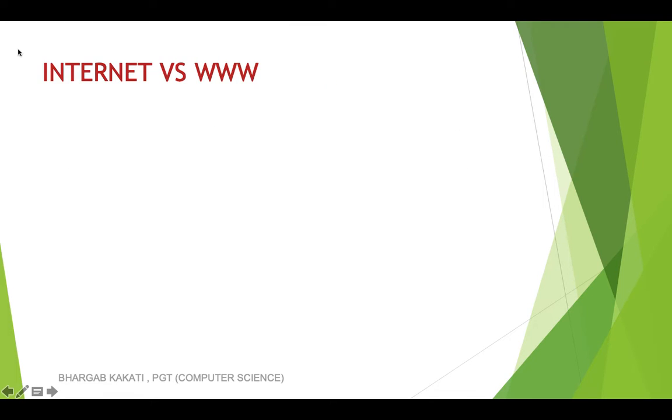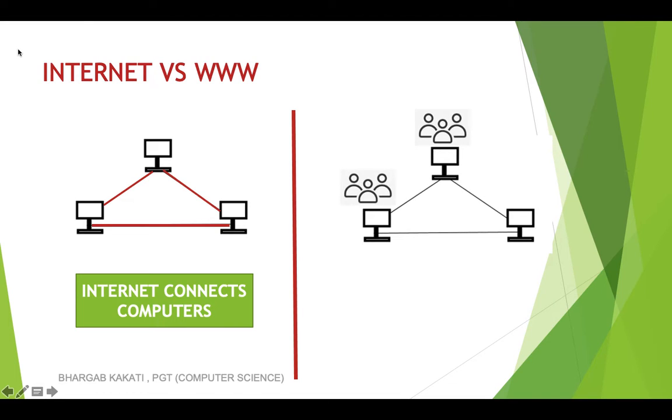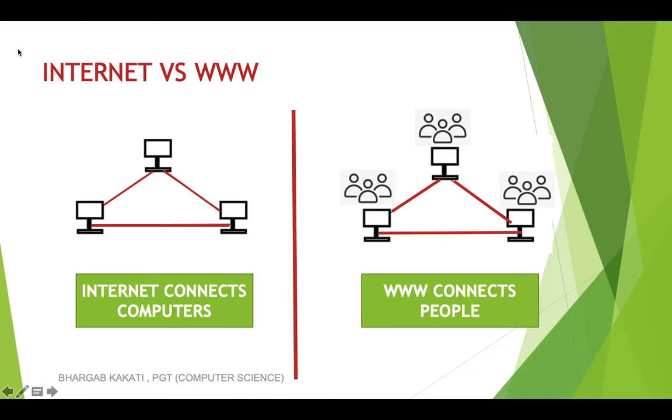Let's see what is the difference between the internet and WWW. It's a common perception that both of them are the same, but no, there's a subtle difference between the internet and WWW. Let's see what the difference is. Now let's say we have a collection of computers. The infrastructure is provided by the internet. The internet connects the computers, but WWW connects the people.